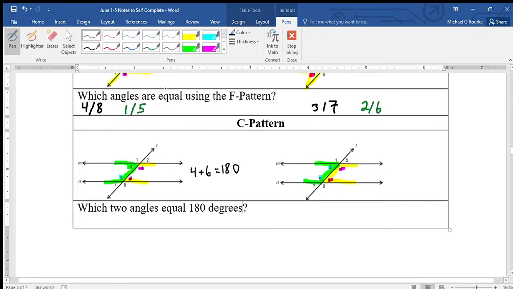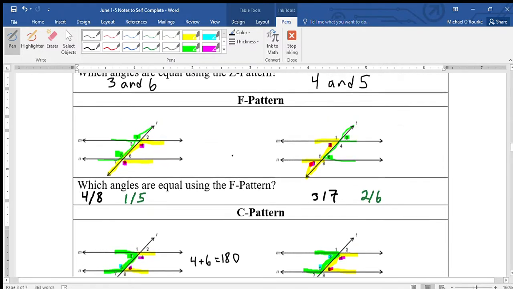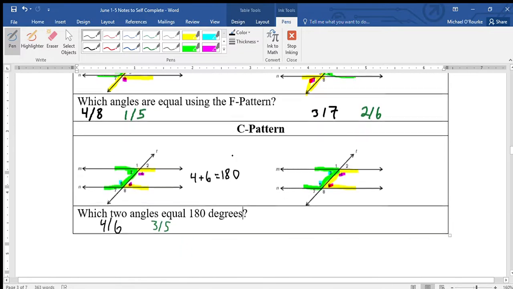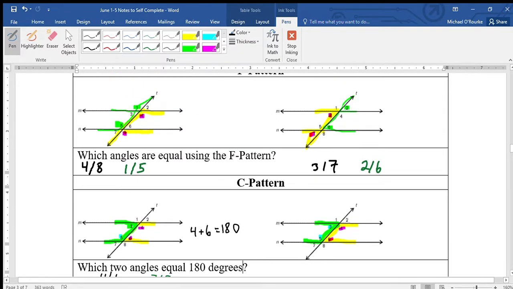So let's go here. What two angles equal? Well, 4 and 5 and the 3 and 5. It's supposed to be 4 and 6. One of you will email me telling me I made an error. There we go. So ZFC pattern. That's what you're working with today. So let's go to our note.